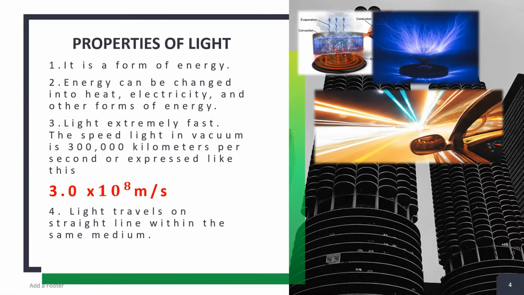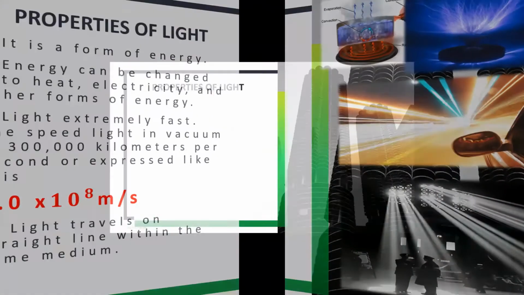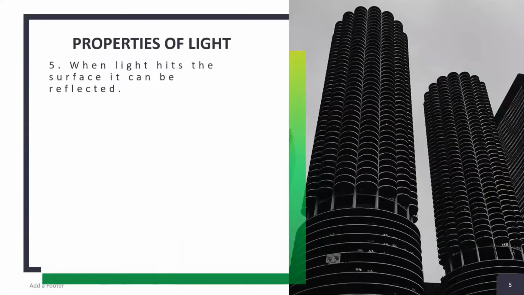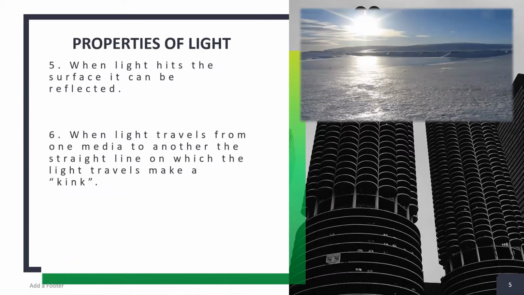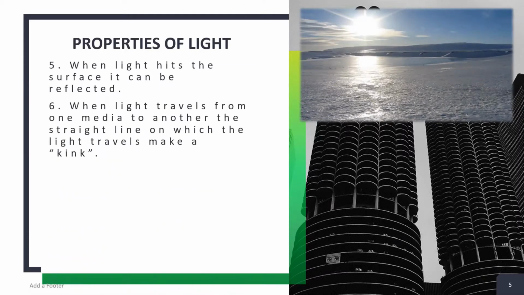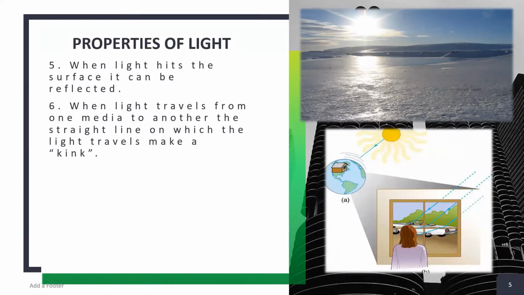Light travels on straight lines within the same medium or material. When light hits a surface, it can be reflected. When light travels from one medium to another, the straight line on which the light travels makes a kink. This property is called refraction of light.